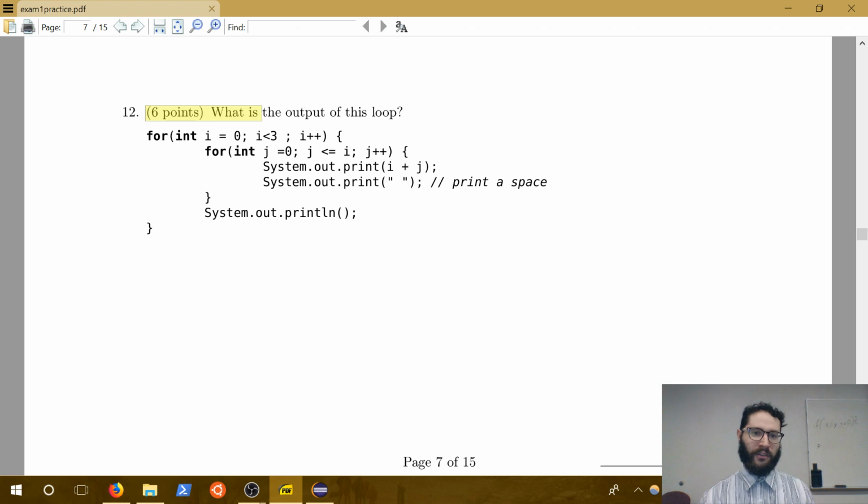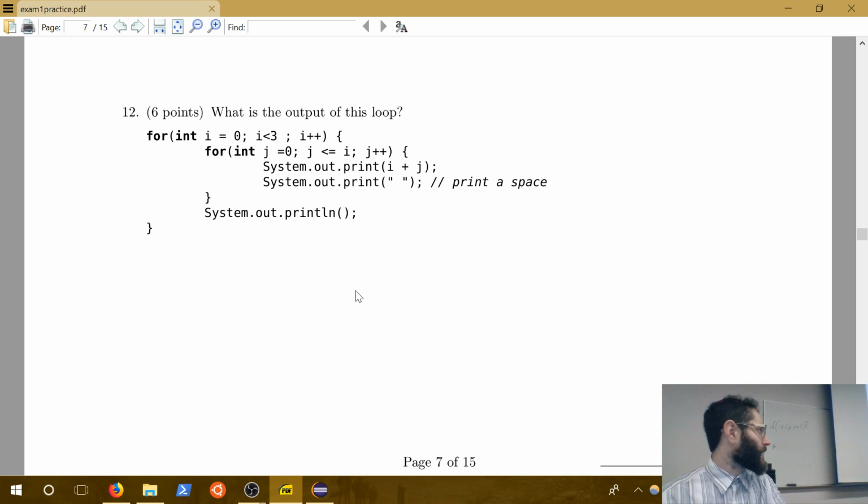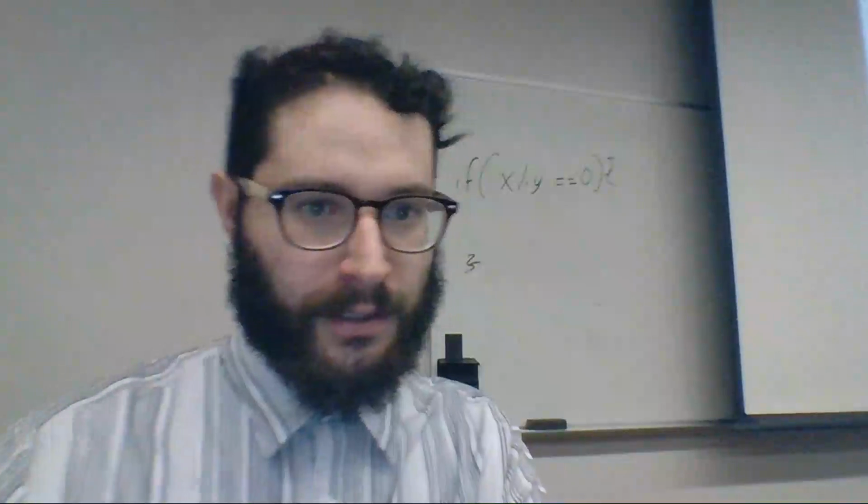Notice that it is 6 points. What is the output of this loop? So you're going to have something that resembles a heck of a lot like this. Here's a nested loop that prints out a pattern. What does it print out? int i is equal to 0, i is less than 3, i plus plus. int j is equal to 0, j is less than or equal to i, j plus plus. So we've got a 0, 0, and we've got a less than and a less than or equal to. So we kind of need to just track these things to be able to figure that out.